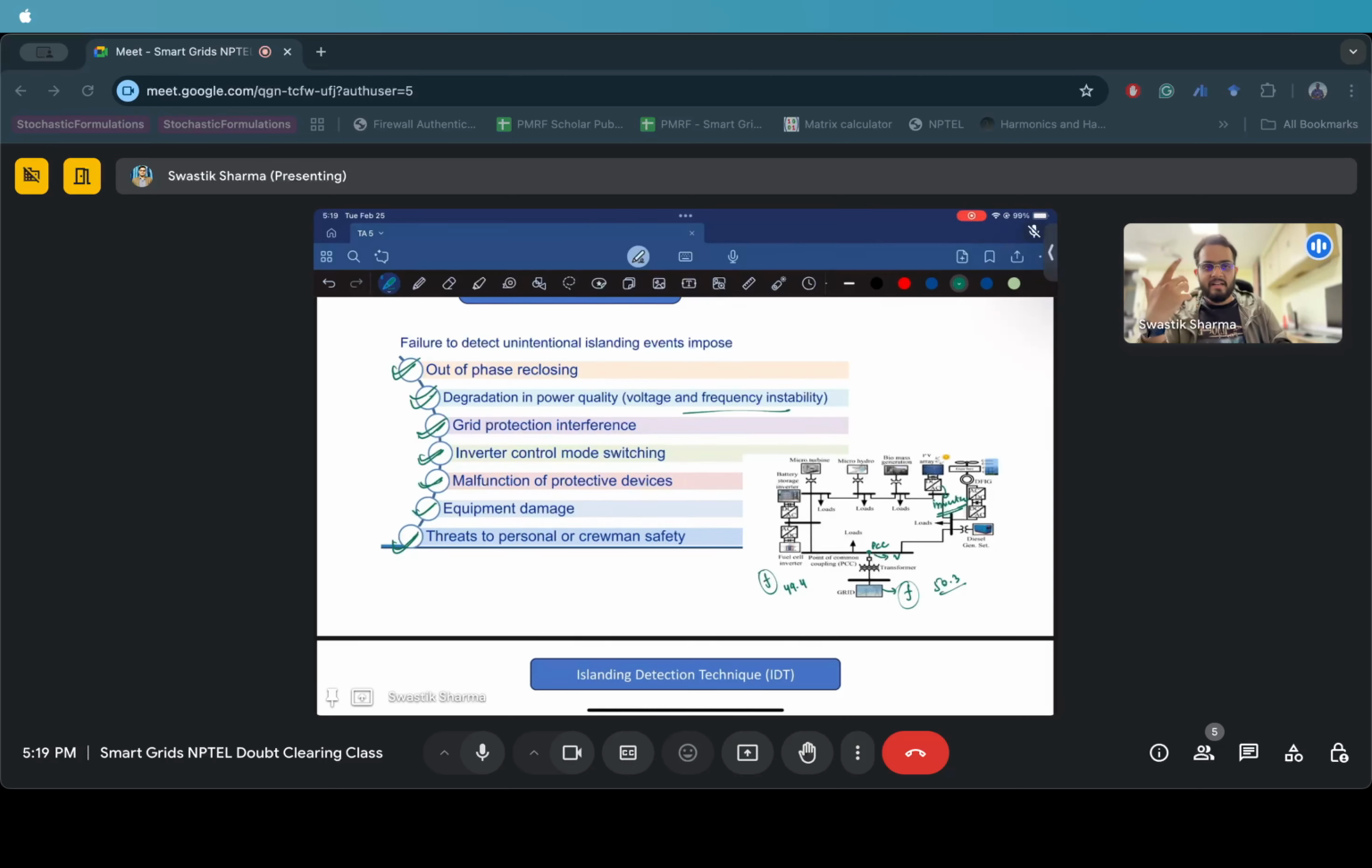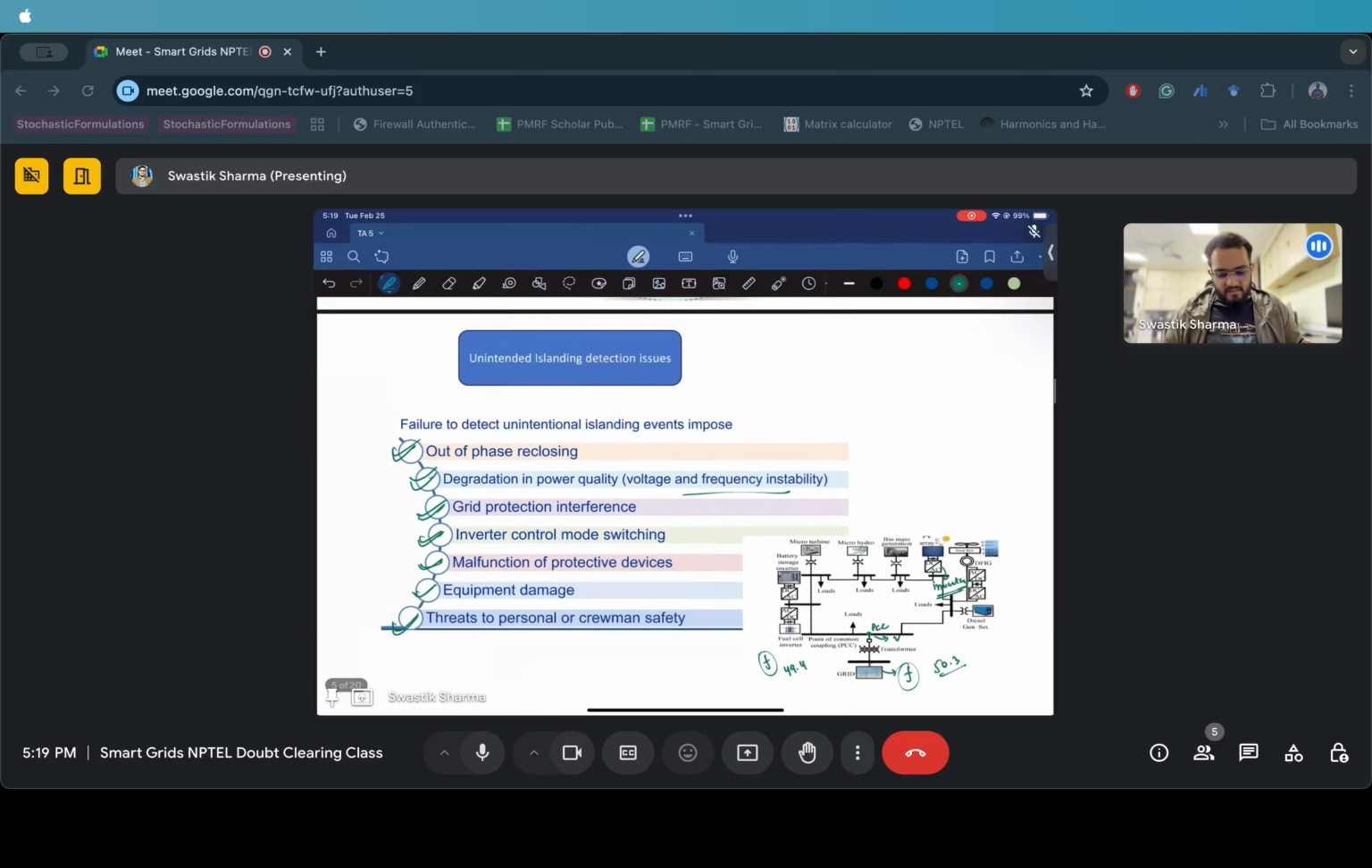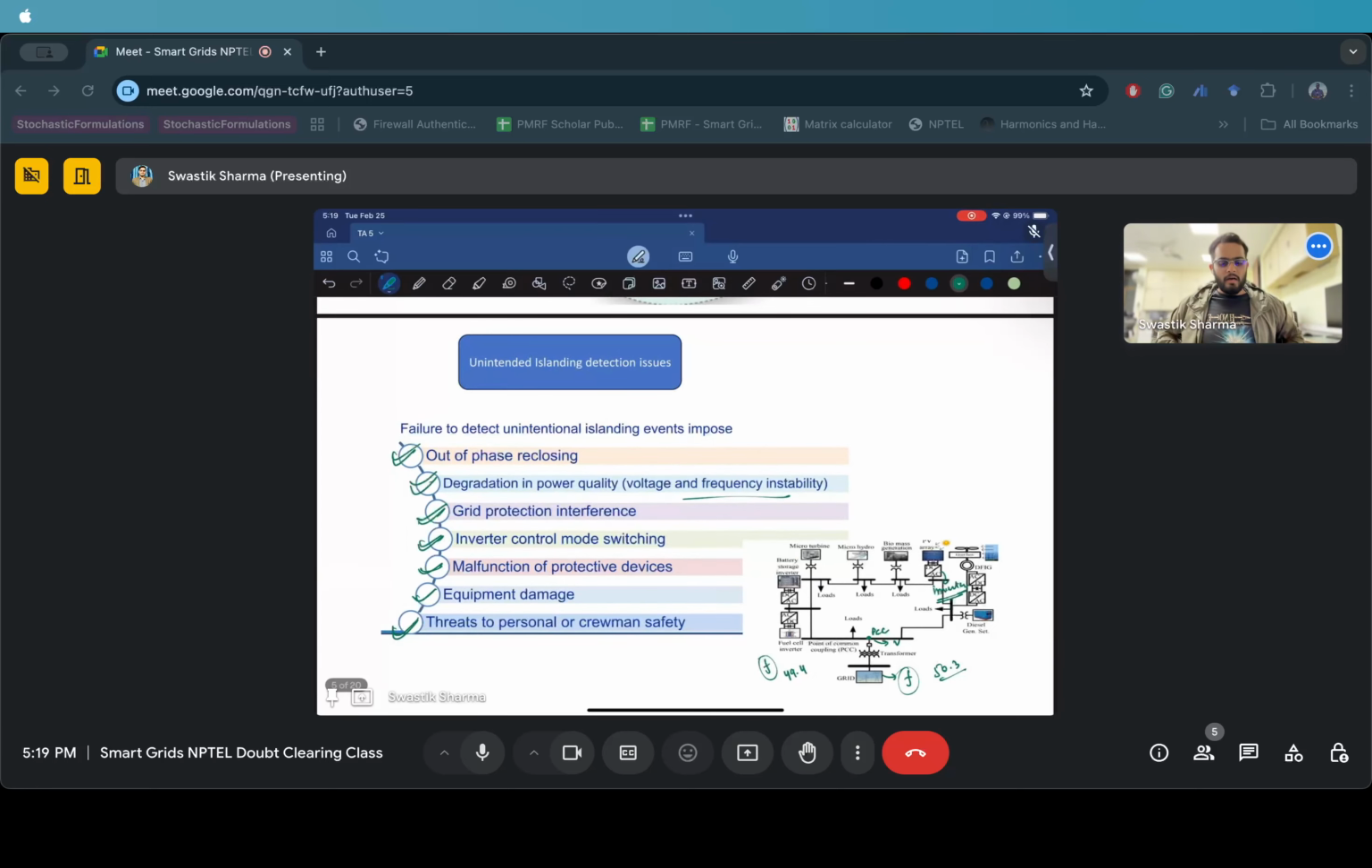Also, if there is unintentional reconnection, what could happen is, let's say I am a crewman, right? I'm working on something, and I thought, okay, the main grid is off and I can work on my microgrid. I'm just working on some high voltage power line, and what happened? Unintentional reconnection happened, and now the surge of power will come, and the crew and personal safety will be in danger, and it can be fatal as well. So this is why we should always detect unintentional islanding and reconnection both.